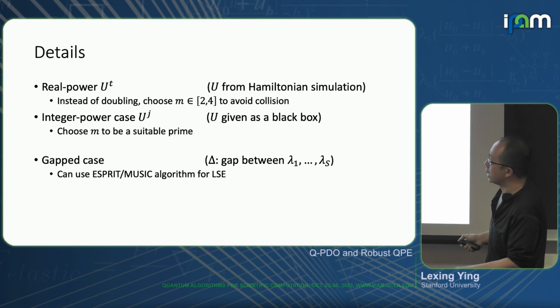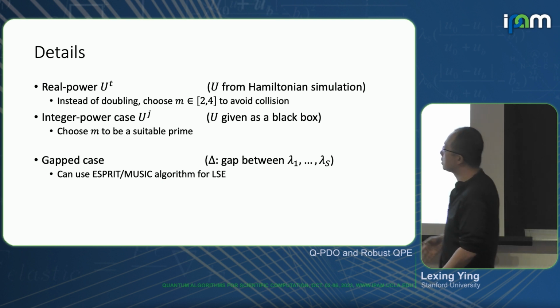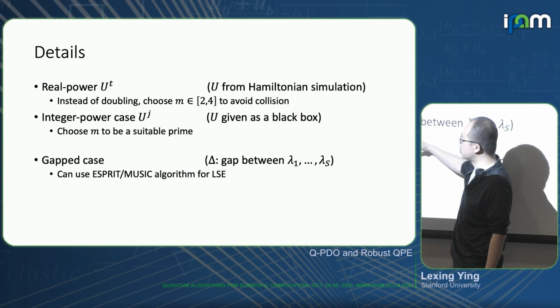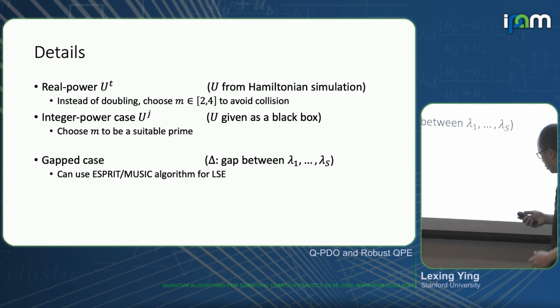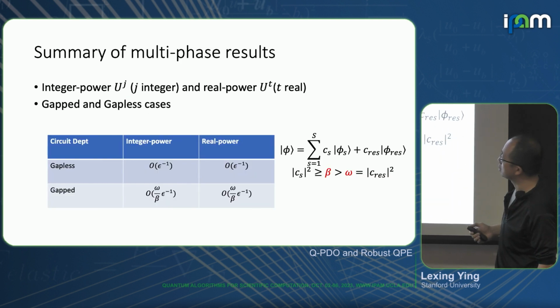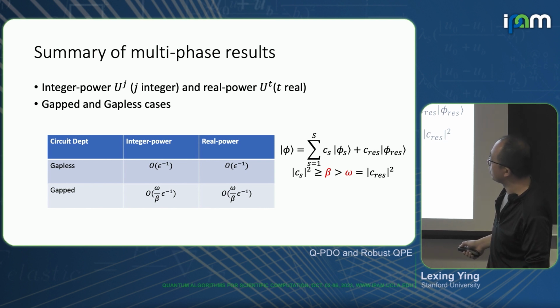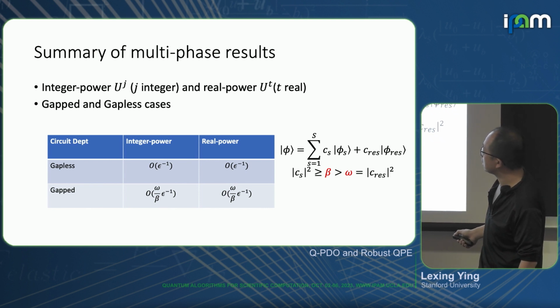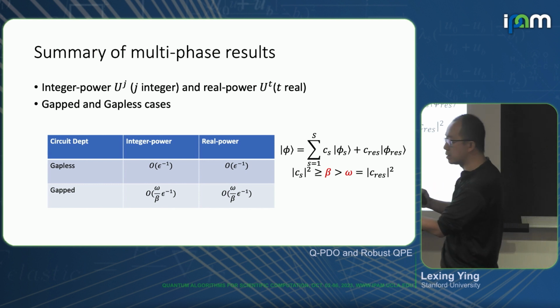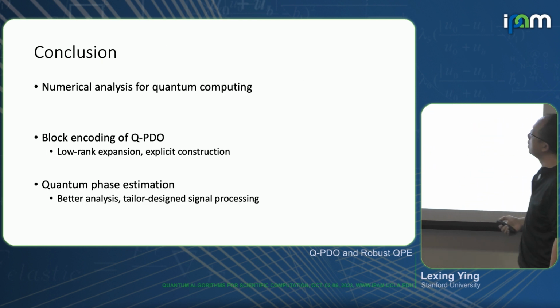Now, we work with the gapless case, but for the gapped case, suppose you know a priori there is a gap lambda between the eigenvalues you care about. Instead of using the method we developed, you can use the MUSIC and ESPRIT algorithms in the literature to do this line spectral estimation. So this is the summary. For the gapless case, we get the Heisenberg limit. For the gapped case, we get something like omega over beta. You see that we also have this nice prefactor. When omega is really small, this prefactor is small, meaning that the circuit length itself could also be pretty short.